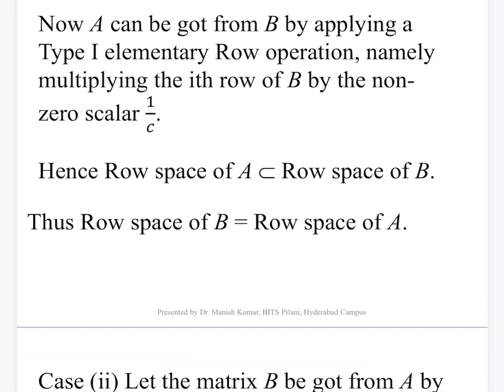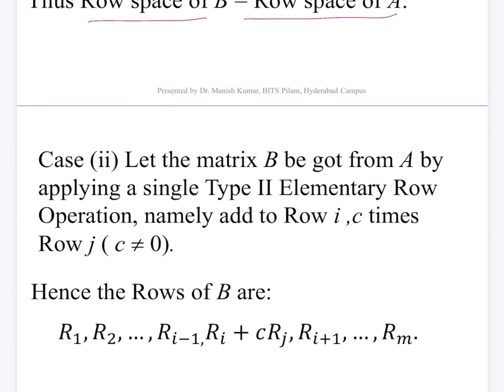Now A can be got from B by applying a type 1 elementary row operation, namely multiplying the ith row of B by a non-zero scalar, right? Just as I told you, reverse in order, right? Non-zero C, if you have multiplied, then you have to do division while converting back the elementary row operation to receive A from B, right? Reverse order, 1 by C. And hence the row space of A is contained in the row space of B. And similarly, we can say that the row space of A equals the row space of B.